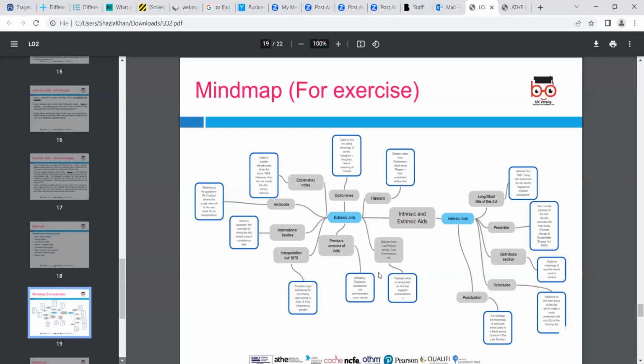And then the punctuation, which can change the meaning of particular words used in a literal sense. So these are the intrinsic aids that are used, and you could use these in regards to the cases that you look at, and also the importance of these aids in regards to statutory interpretation, and when judges identify why there's a need to use these aids to help support them.